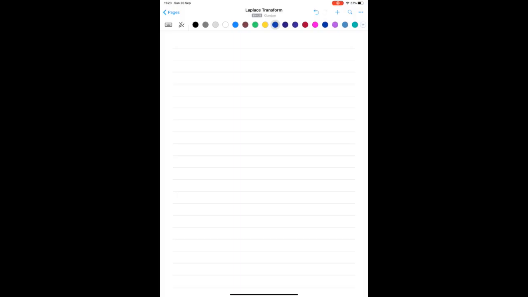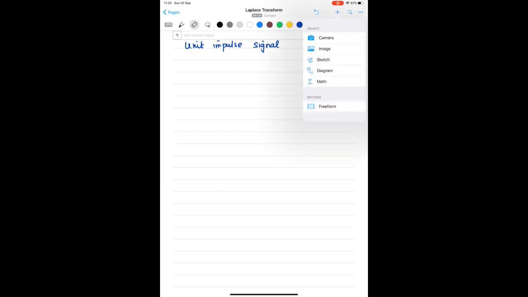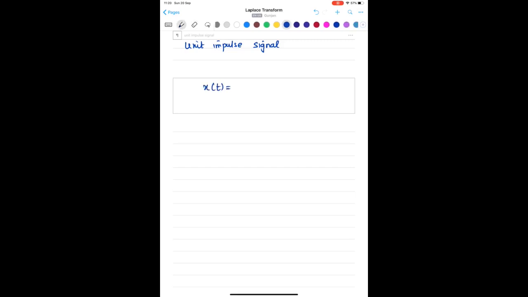Good morning, everyone. In today's lecture, we are going to find the Laplace transform of some important signals. So, the first one is the unit impulse signal. So, x of t is denoted by delta of t, or x of t is equal to delta of t.